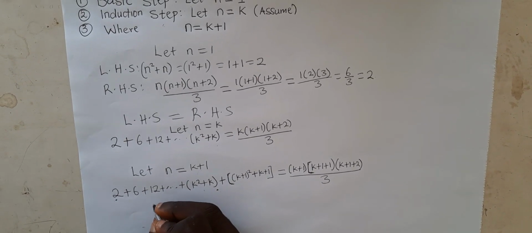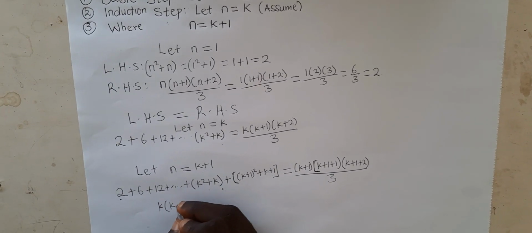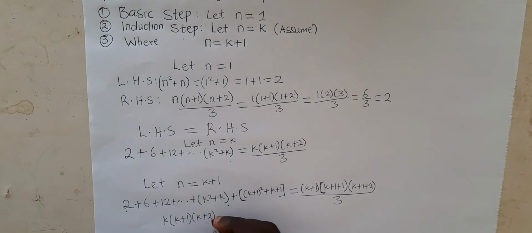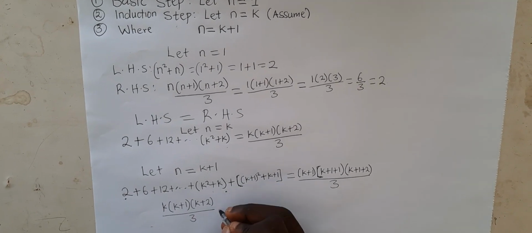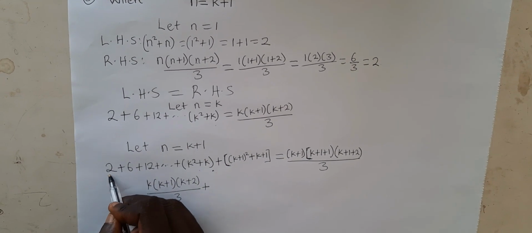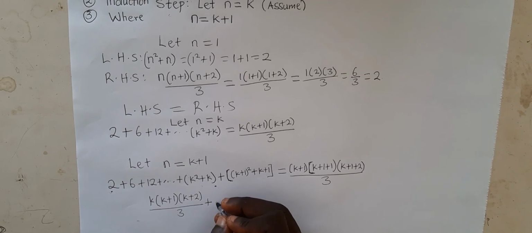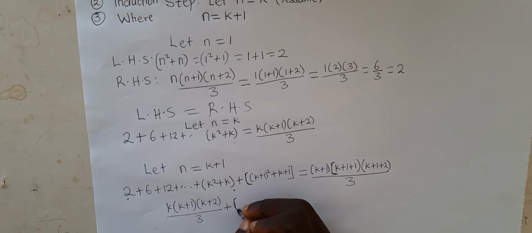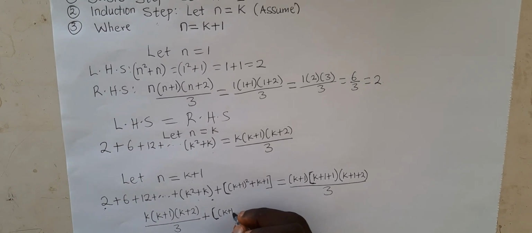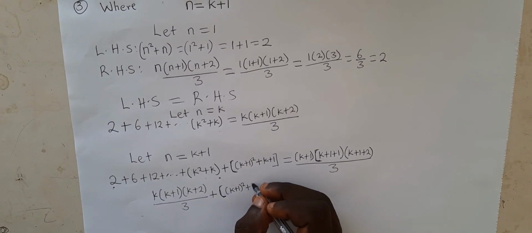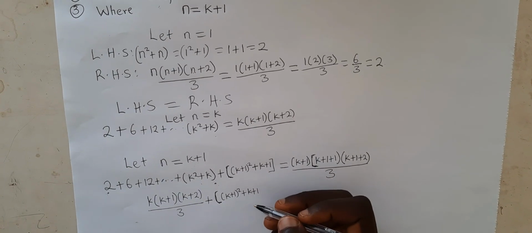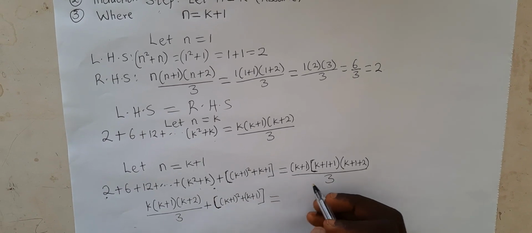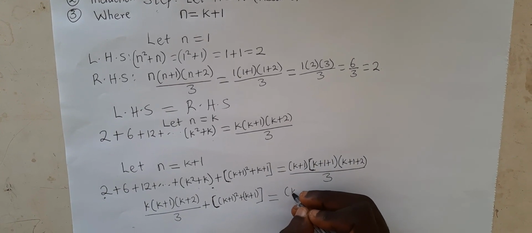So here I have k into brackets k plus 1, close the bracket, put under bracket k plus 2, close the bracket, all over 3, plus, I just replaced only from here to here, so I will still need to add this, plus open bracket k plus 1 squared plus k plus 1. Okay, let me just circle this, put everything here, equals to, at the right hand side we have k plus 1.